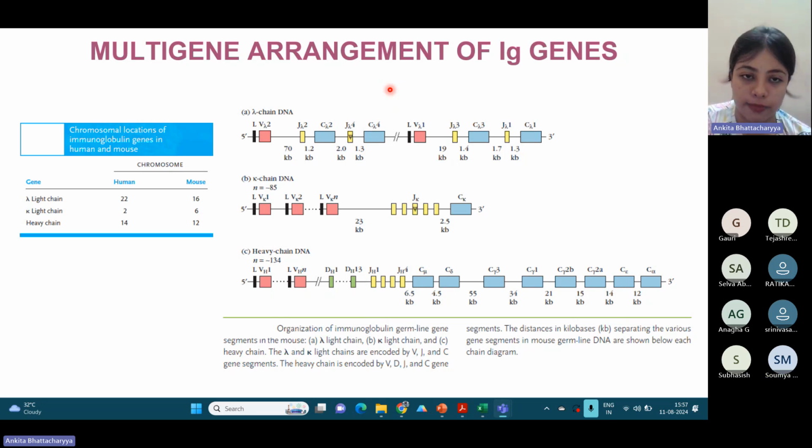Now, with this background, what you look at on the right is a representation of the gene segments that are present for heavy and light chains. Among light chains, we know of the two subtypes, the kappa and the lambda. So you can see the organizational differences between the two. Again, this is something that has been discussed in the lecture. I don't see the point of reiterating it.